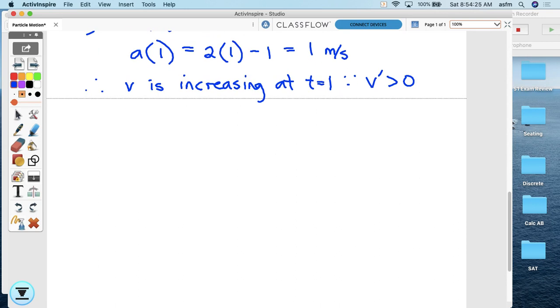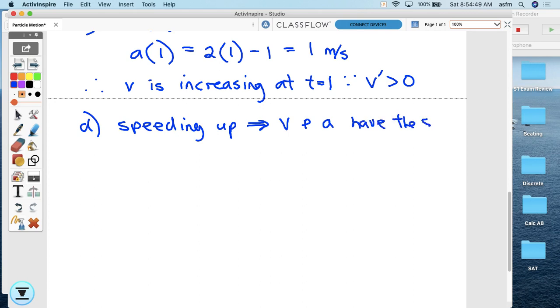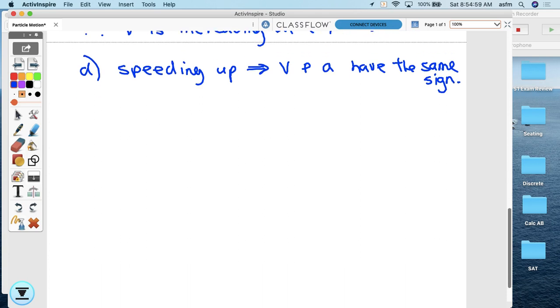That just leaves us with part D, which is the most difficult part, which is to determine when, if ever, is this particle speeding up. Well, what we need to remember is that speeding up implies that velocity and acceleration have the same sign. So that's what we're looking for. At what values of t do velocity and acceleration have the same sign?